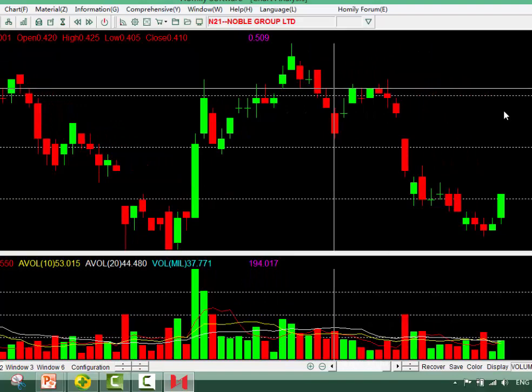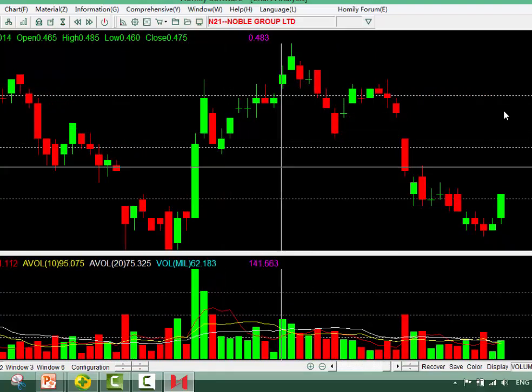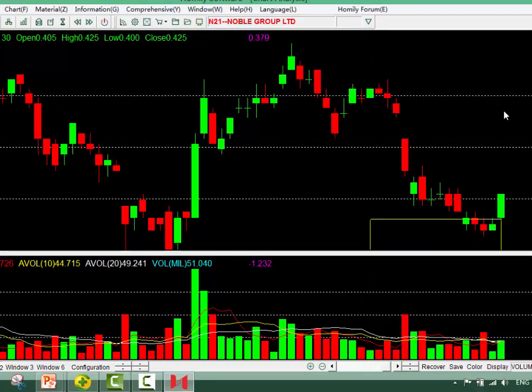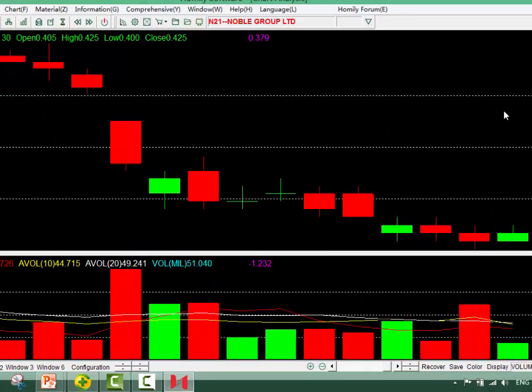So you can see the price go up again. Then we can see another one. If we see the candlestick, should we buy or not? Or the price might go up or down?